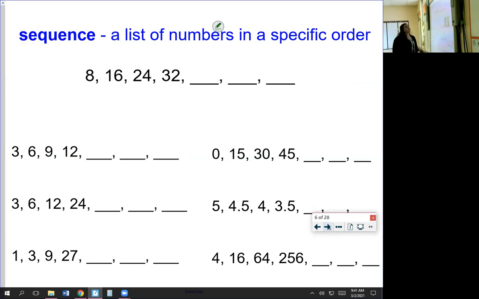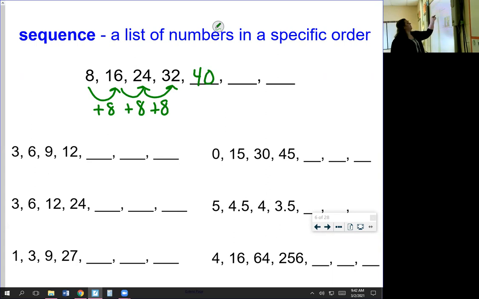Okay, so a sequence is a list of numbers in a specific order. When we're finding the next 3 terms in the sequence, you just figure out what the rule is. What rule do you see going on? If I'm looking from here to here, to here, is it times 2 or is it add 8? Well, in this case, it's add 8, add 8, add 8. So the next term in the sequence would be 40. Add 8 would be 48. Add 8 would be 56.